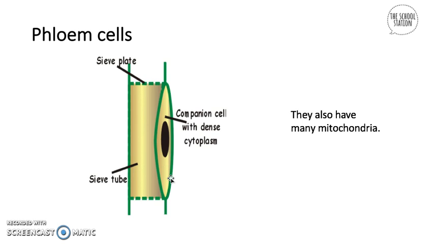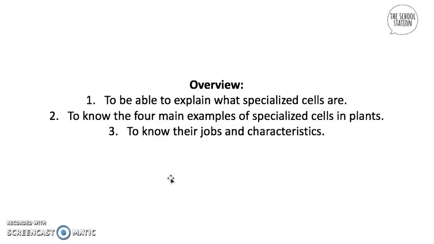So that's basically it for the 4 main examples of specialized cells in plants. I hope you guys enjoyed this lesson. Just as an overview of what we've learned today, we were hopefully able to explain what specialized cells are. Specialized cells are cells that have special features or characteristics that help them perform their job. We've also hopefully understood the 4 main examples of specialized cells in plants: phloem cells, root hair cells, xylem cells, and photosynthetic cells. And last of all, we've also hopefully learned the jobs of each of these cells and their characteristics.